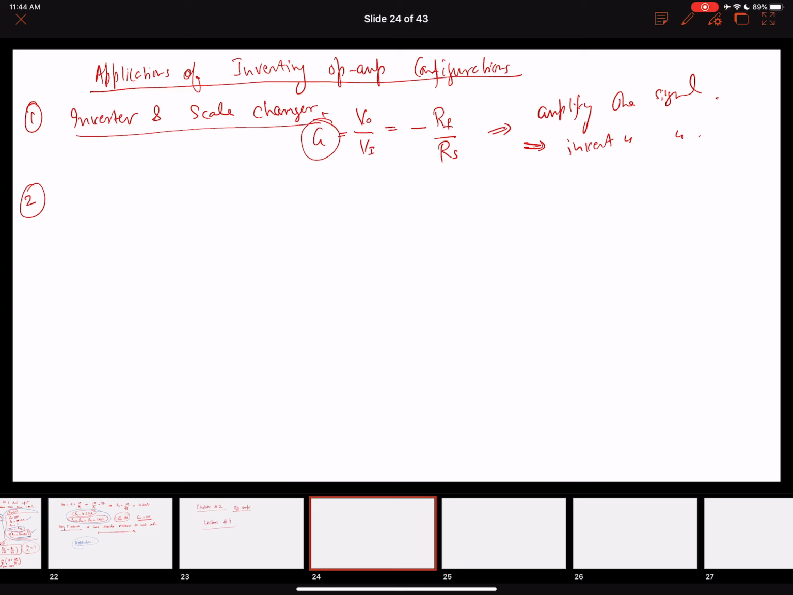The second one is an interesting example, an application in which we can use that as an adder, a weighted summer. So which means that how we can use the inverting configurations to develop a circuit in which we are going to add a bunch of these signals together. We can use it as an adder. Right, so for example, look at the circuit that I'm going to draw, and then we will analyze that circuit.